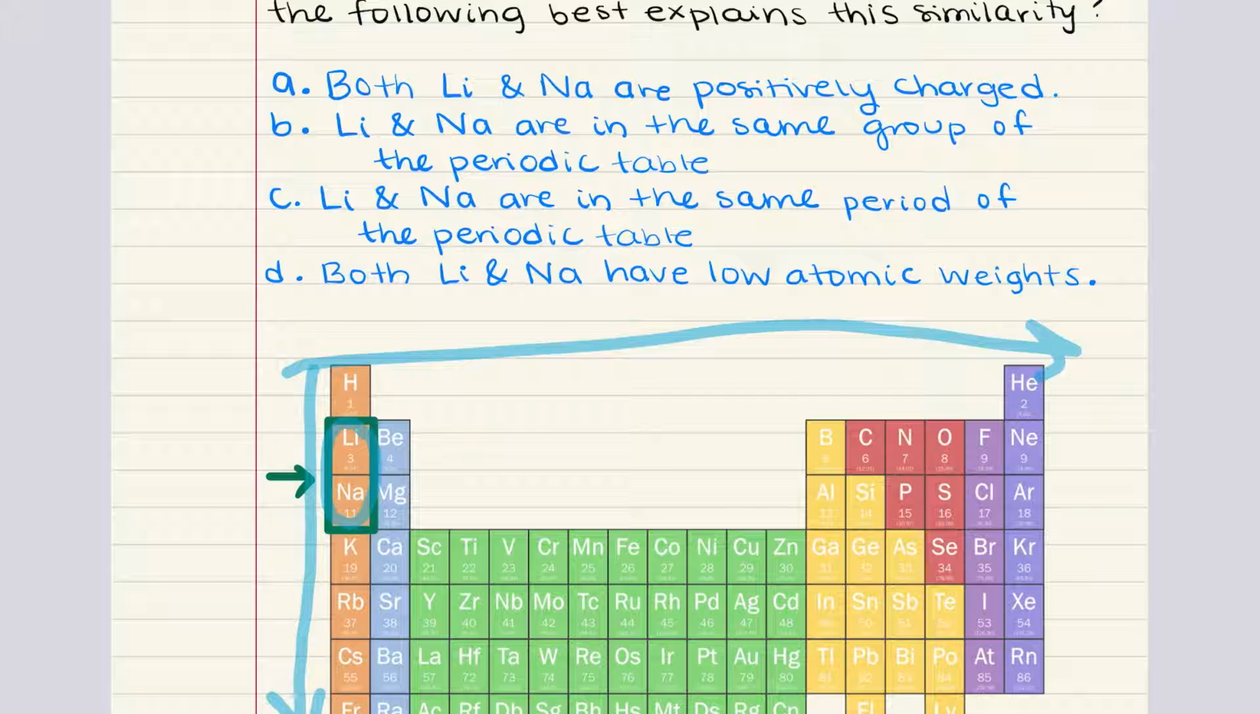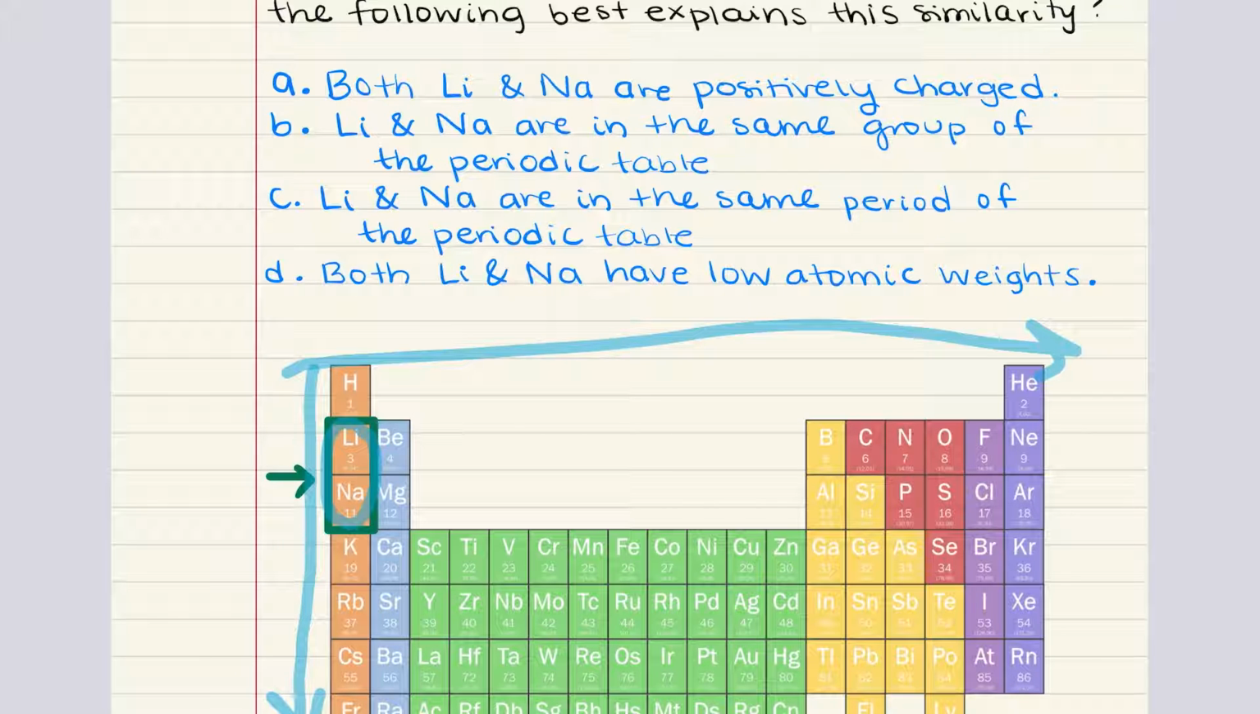Now, option A says both lithium and sodium are positively charged. While it is true that both lithium and sodium form positively charged ions, this fact alone does not explain why they have similar chemical properties. The positive charge is a result of losing one electron, but it doesn't really account for the broader similarities in their chemical behavior.